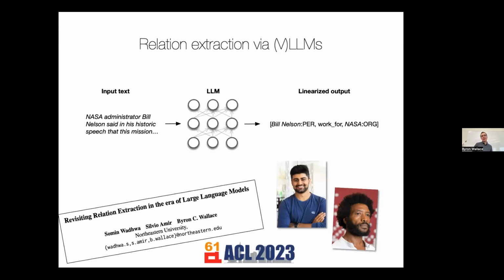Right? And so what does this look like concretely? Well, this is an example in classic NER. You take some input text and run it through your LLM, and you ask for a linearized output, by which we mean some kind of structured string where we're representing the entities in play and their relationship. In this case, Bill is a person and works for NASA, right? And so this is literally what your target looks like.